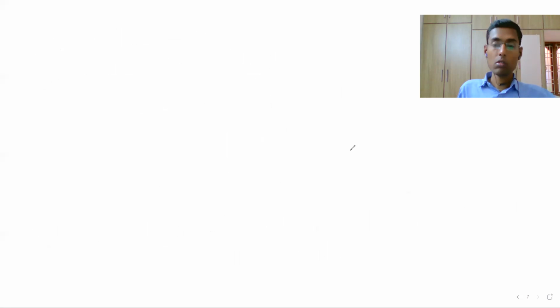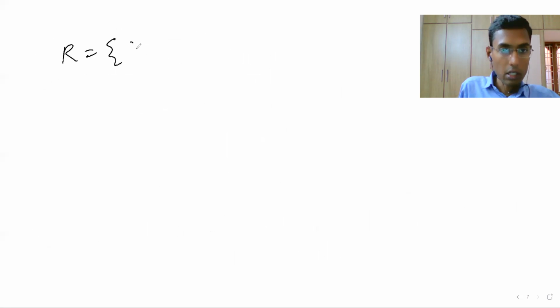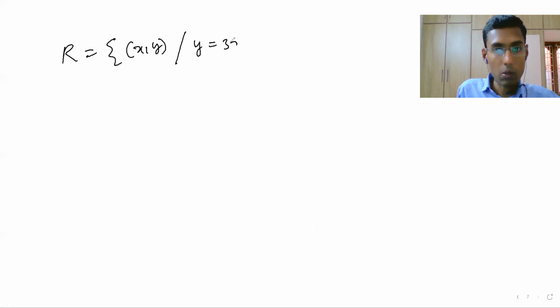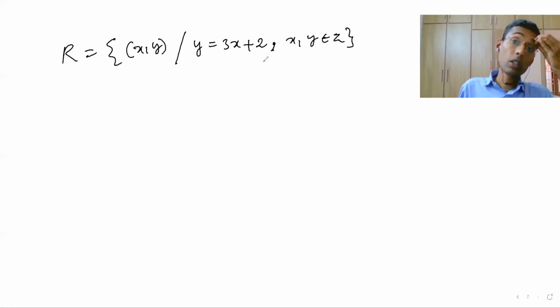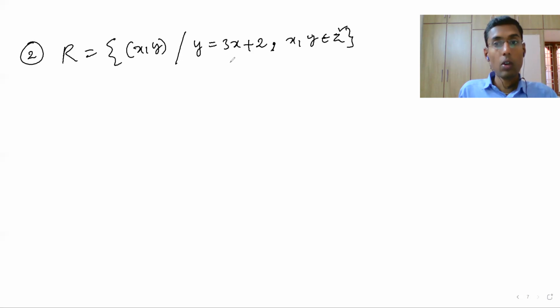I'll write another. R is a relation like this, x comma y. R is a relation in which you have x comma y such that y equal to 3x plus 2 or 2x plus 3, where x comma y belongs to Z. X comma y are integers. This is an example. If you take x from Z, y also should be in Z. That is true, so this is the relation from Z to Z only.